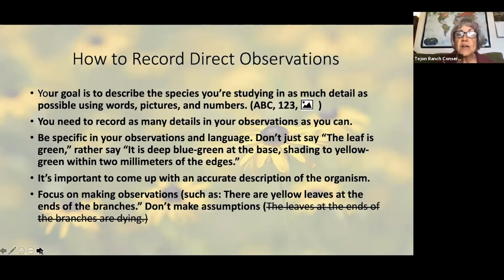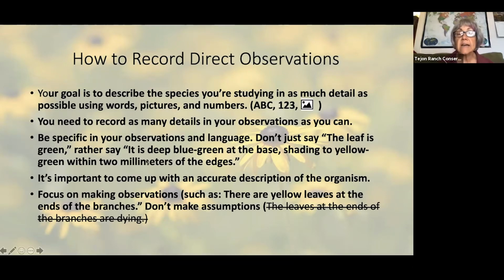You need to record as many details in your observations as you can. Because we're talking about using lots of details, you want to have a lot of writing space. Also, consider that you may want to do one drawing, but you may want to do several drawings like you did in lesson 8. Be specific about your observations and your language.